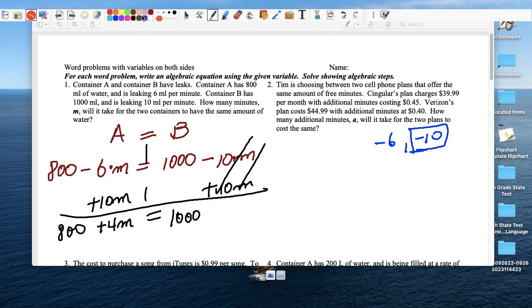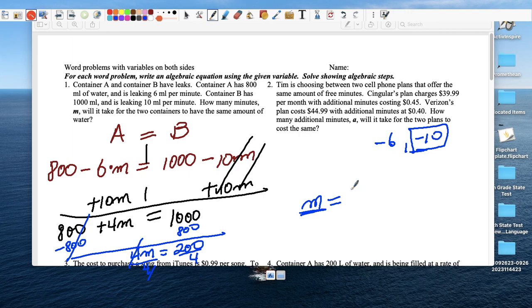Now you have a simple two-step equation. We're going to take away 800 from this side, and we're going to take 800 from this side, right? We're going to try to isolate our variable. So get rid of the 800. Now we have 4m left over, and we have 200 over here. One more step. We're going to divide by 4, divide by 4, and then 4 divided by 4 leaves us with the variable isolated completely alone, just a single m. And on the other side, we get 50.